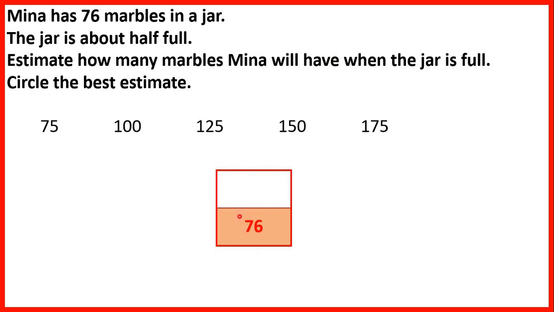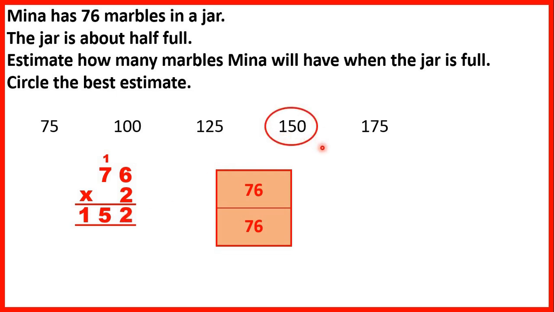So if it's half full and 76 marbles, we'll have another 76 marbles to get it to the top, to make it full. So we can work out 76 plus 76, or 76 times 2, and that gives us 152. Now we don't have 152 as one of our options, but the question says estimate, so we can find the closest number we have here to 152, so that's 150.